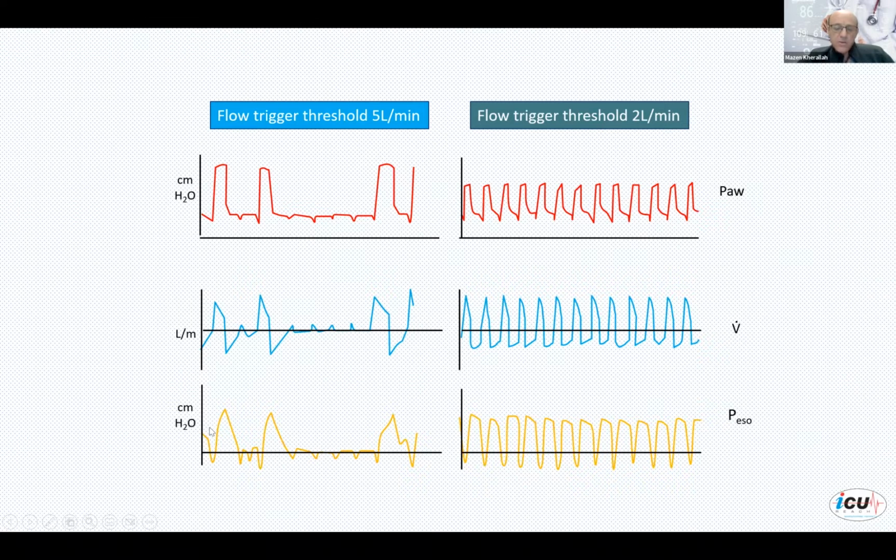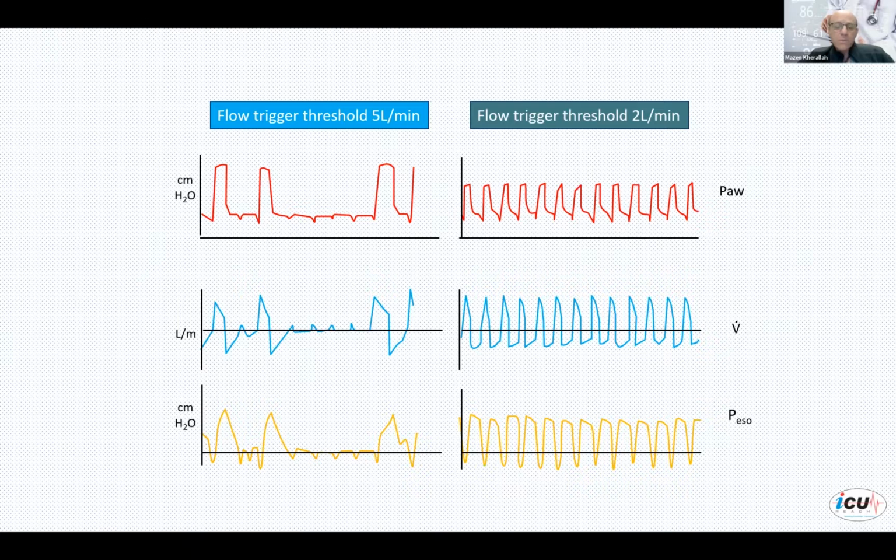Now, if you take a look on the esophageal pressure, you can see each one of this associated with a drop in the esophageal pressure, indicating that the patient is trying to breathe. However, the patient was not able to reach the threshold level to trigger the ventilator. Now, when you take a look on the trigger threshold, you can see that it is actually flow, and it's set at 5 liters per minute, relatively high. Usually 3 liters per minute would be enough to set the trigger level at.